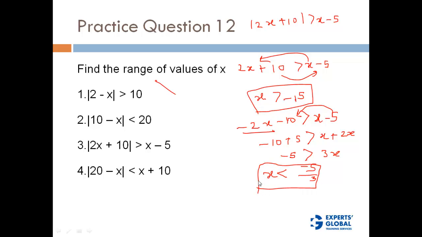Okay, so we are talking about this number line where the points of interest are minus 5 by 3, the other number is minus 15, and x has to be greater than minus 15. So to the right side of minus 15 and to the left side of minus 5 by 3. So this particular region is what we are talking about.